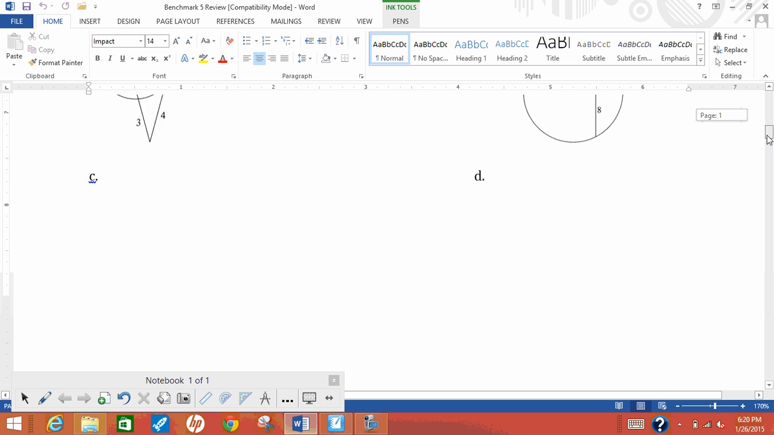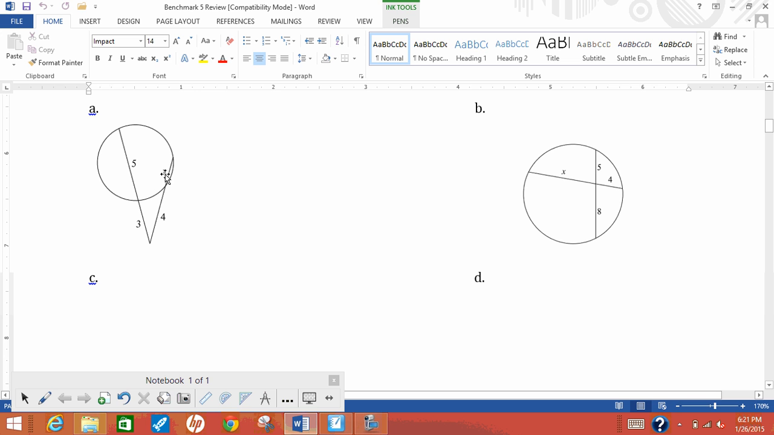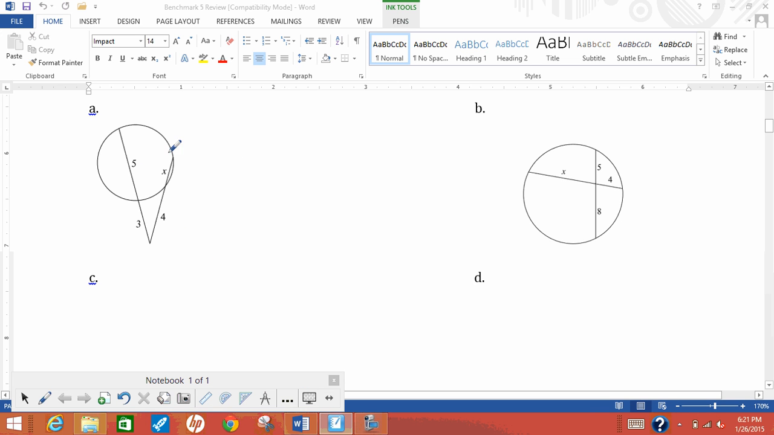Done for these four, A, B, C, and D. All I wanted you to do was write the equation that you would write in order to solve for x. So in this case, if I want to find x, I need to write an equation. My formula is whole times outside equals whole times outside. But I want to know what's the exact equation I would write. The outside of this secant is 3. The whole thing is 3 plus 5, which is 8. The outside of this secant is 4. The whole thing is 4 plus x.